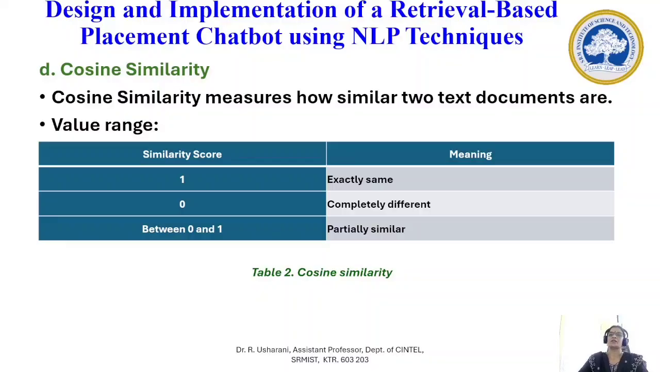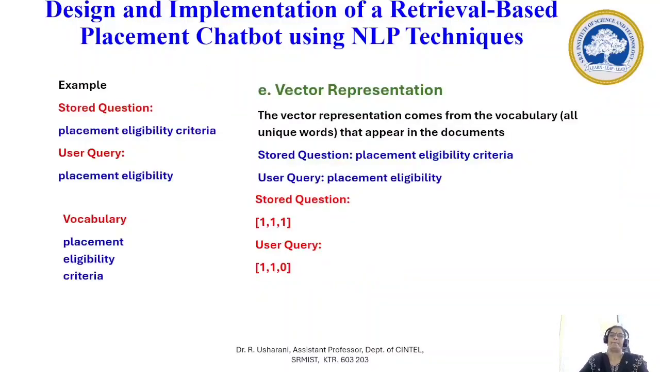After understanding this workflow, we can implement the chatbot using Python. So the vector representation: let us consider the stored question placement eligibility criteria. The user raises the query placement eligibility, two words. So the vocabulary from the stored questions is placement, eligibility, and the next word criteria. There are three words, and each word is unique. Therefore, the stored question vector is 111 and the user query is 110.